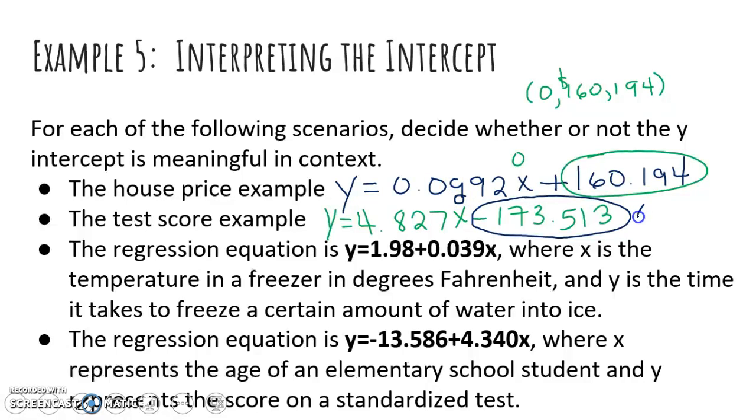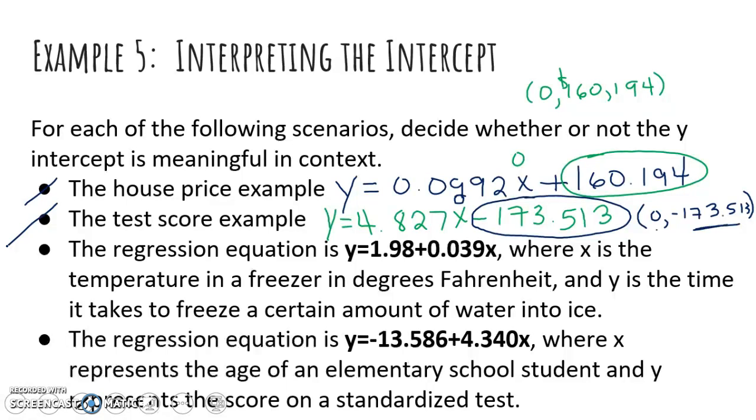So what we're saying is on the third test, when you make a 0, on the final you would make negative 173.513. Okay. The 0 makes sense. You can make a 0 on a test. You can make a 0 on the third exam. You cannot, however, make negative 173.513 on the final. It's a negative number. So again, the y-intercept just makes the equation work. It does not have meaning in context of the problem here.